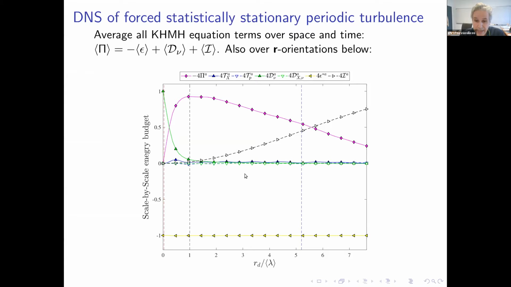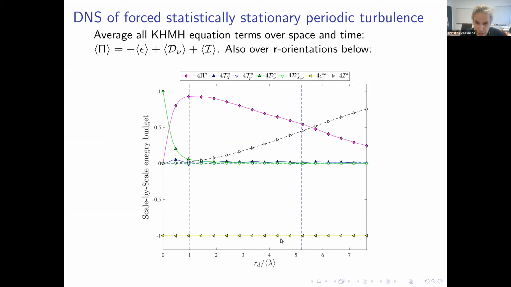And also then we average over all orientations, so we can actually plot this as a function of the distance between the two points, forgetting the orientation. So we don't need an assumption of isotropy, we just average over it. And this magenta line, I think this is magenta, is this interscale transfer rate here, that is dissipation.